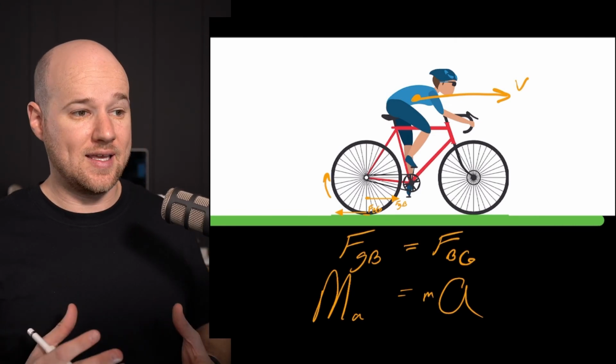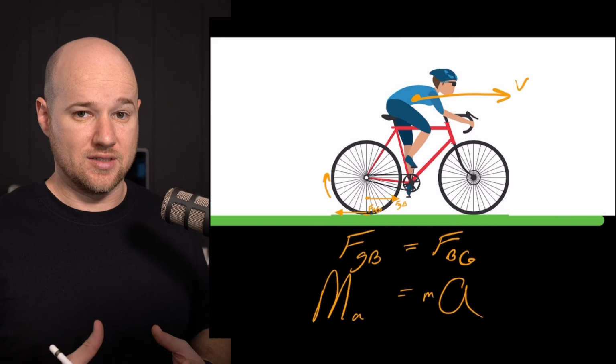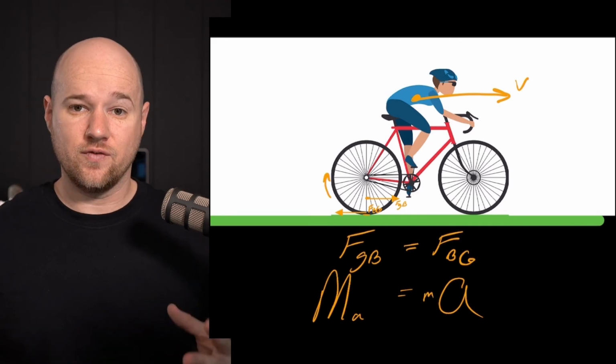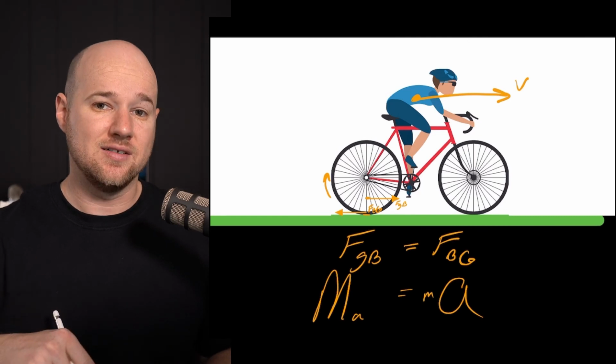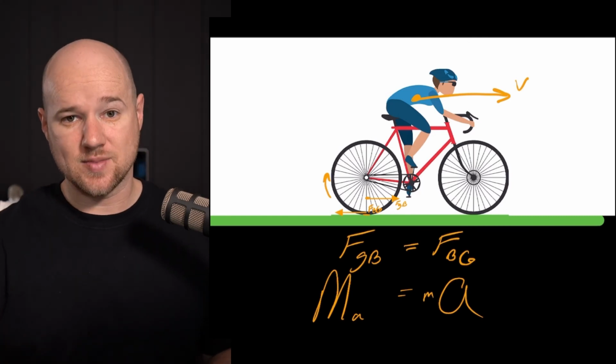So Newton's third law is saying that all forces come in pairs, and every force is equal and opposite to each other. But you can't forget Newton's second law and the fact that force is equal to mass times acceleration.